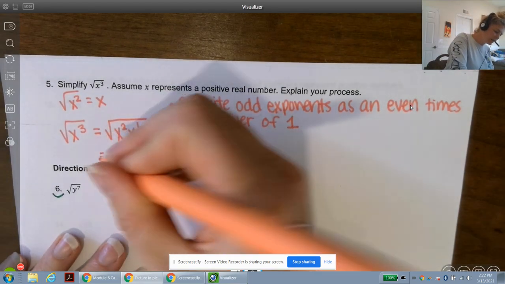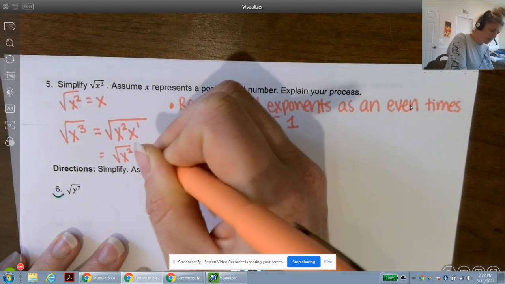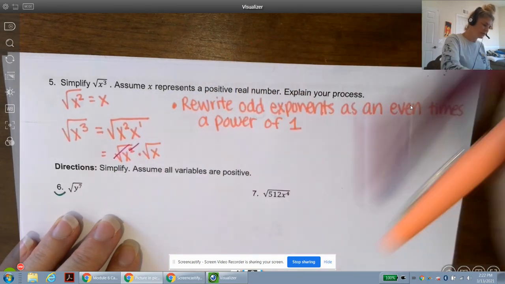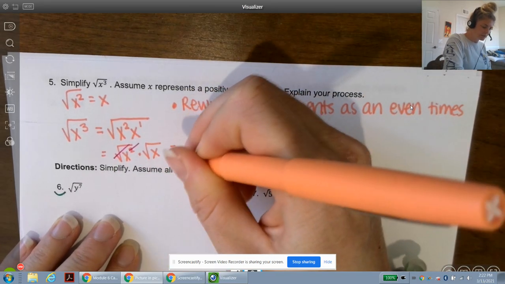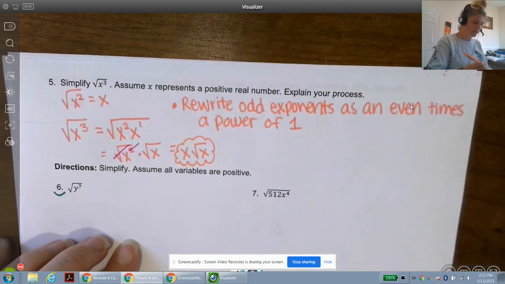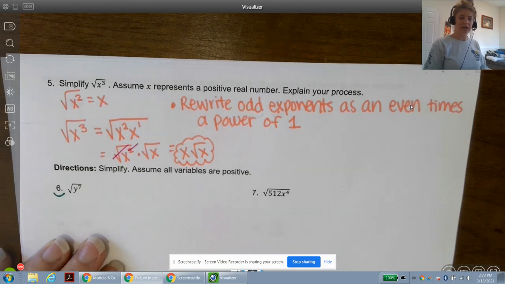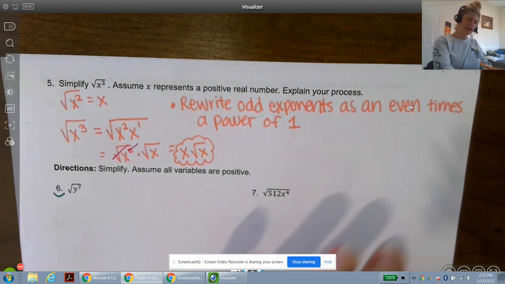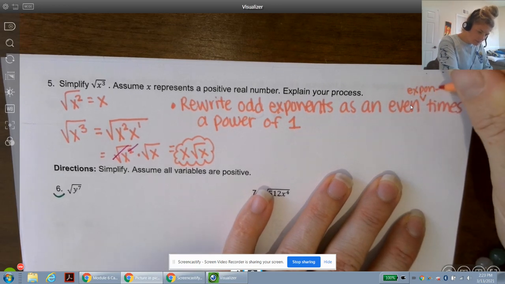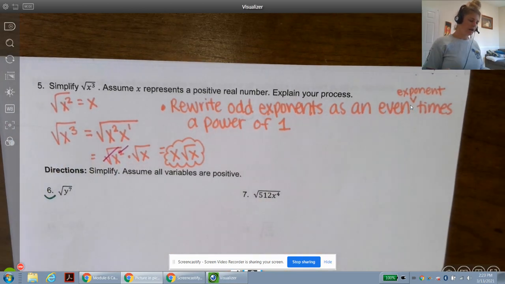Now we know that the square root of x squared times the square root of x, square roots and squares are inverse operations. They cancel out. So this is equal to x square root x. So rewrite odd exponents as an even exponent times a power of 1. So that's what I mean here.